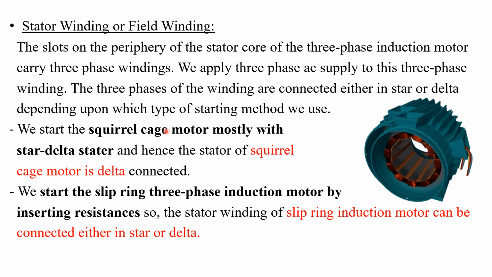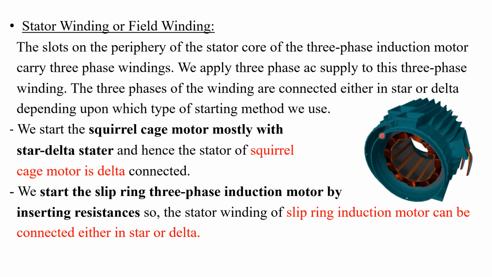The third part of the stator is nothing but the stator windings, or simply field windings. These stator windings or field windings are placed on the periphery of the stator core. You can see here this brown colored portion indicates the stator winding or field winding, and we are providing three-phase supply through this terminal box to the field windings. Okay.